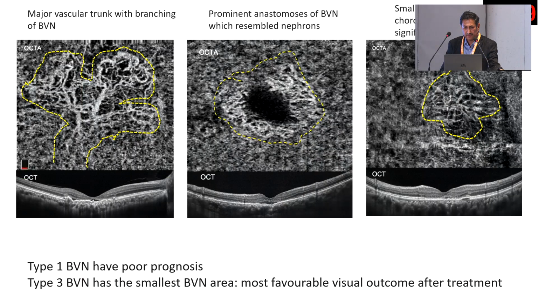And on OCTA it has been described as 3 types of BVN. The major vascular trunk type, a BVN that looks like a nephron, and this is a tangled caliber of vessels. So basically this one has the best prognosis, and these don't really do well. So it tells about the management and the prognostication also.